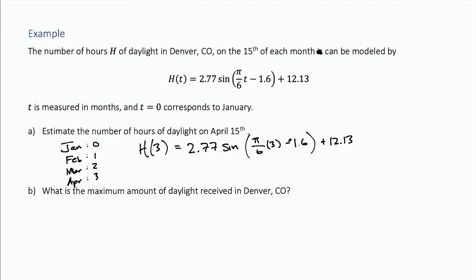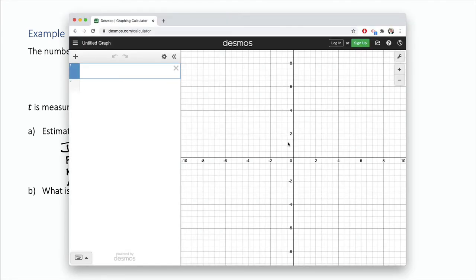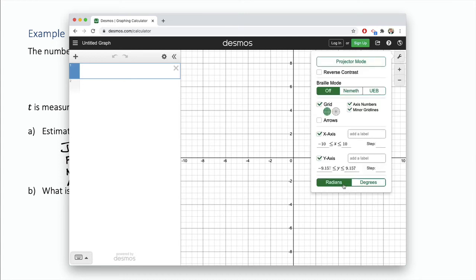In the Desmos calculator, if you're going to use that, click the wrench right here, then settings, and down here it tells you what mode it's going to be in. So you want to make sure that radians is selected for that as well. Depending on your calculator, make sure you know how to get your calculator into radian mode.